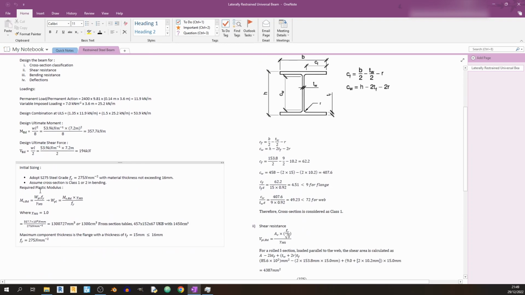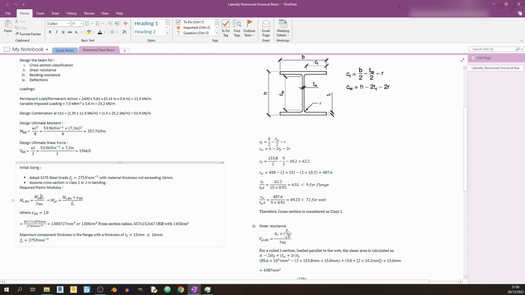So let's move on to the initial sizing. I have 2 points over here, so I'll be adopting an S275 steel grade with material thickness not exceeding 16 millimeters, and I will assume that the cross section is class 1 or class 2 in bending. This equation here for the plastic modulus will help us determine the initial sizing of the beam. This equation will apply to class 1 and class 2 steel members over here.